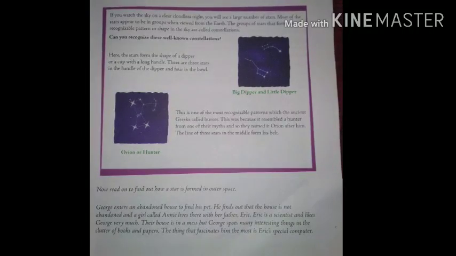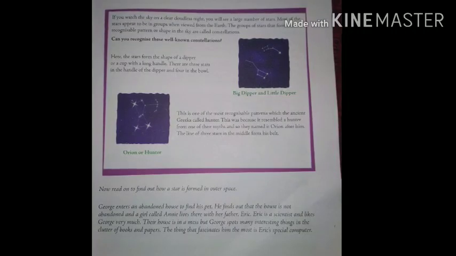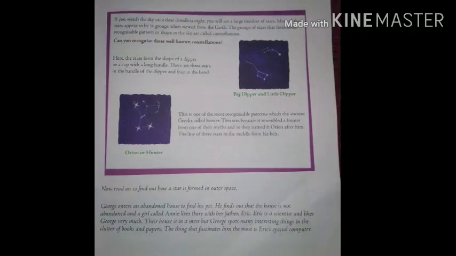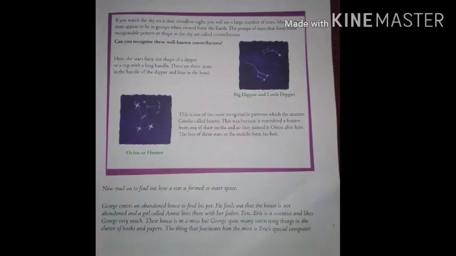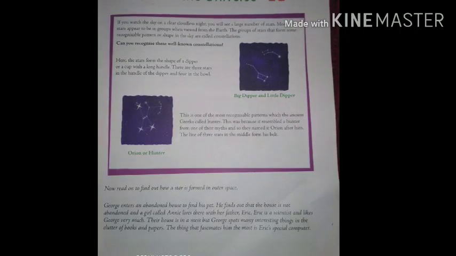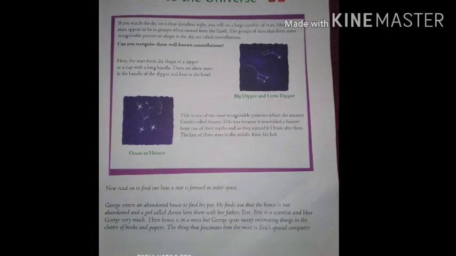The group of stars with different shapes can be called constellations, isn't it? So two constellations are given for you in the picture for the introduction: Big Dipper and Little Dipper, Orion or Hunter. So let's begin the story. Georgie's Secret Key to the Universe. And now read on to find out how a star is formed in outer space.